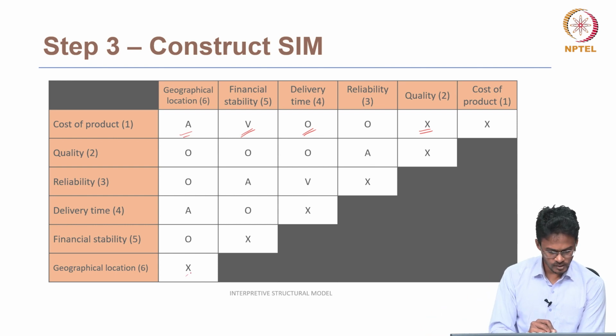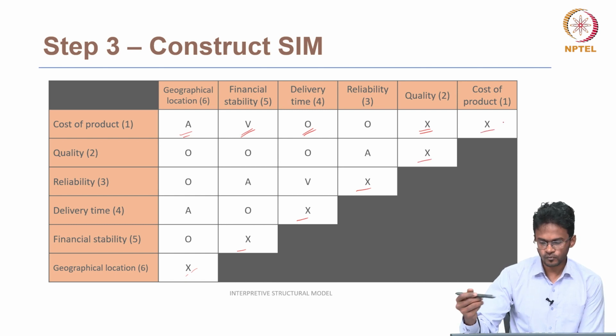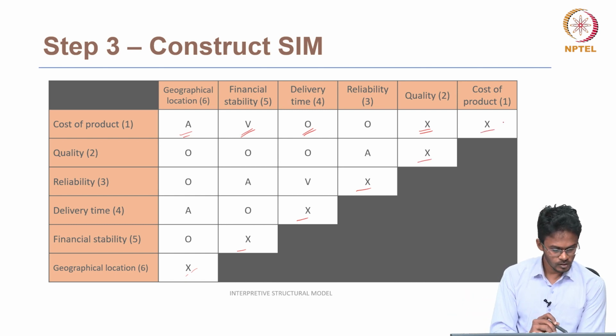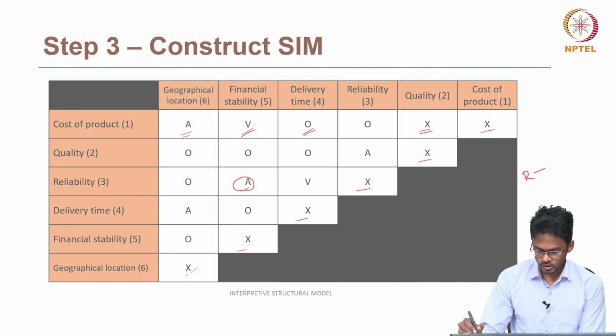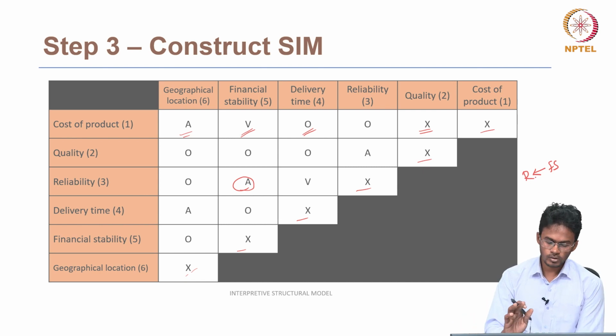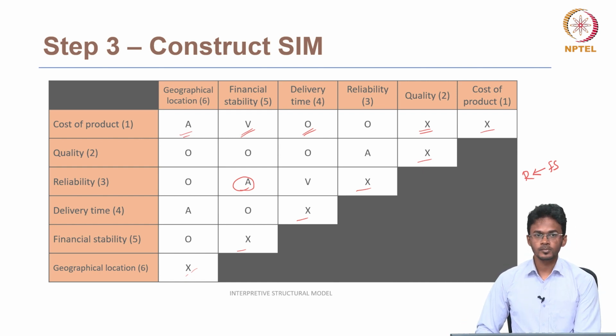And we can also see the diagonal elements are X because the same factor influences itself. So we will see one more example and we will go to the next step. The relationship between reliability and financial stability is A. It means that reliability does not influence financial stability, but financial stability directly influences reliability. So this is how the self interaction matrix is formed, by knowing the relationships and the answers from the experts.